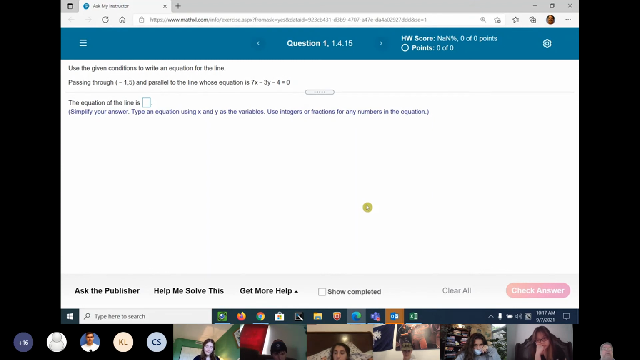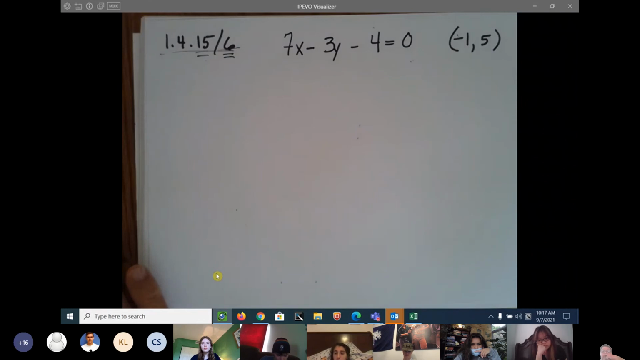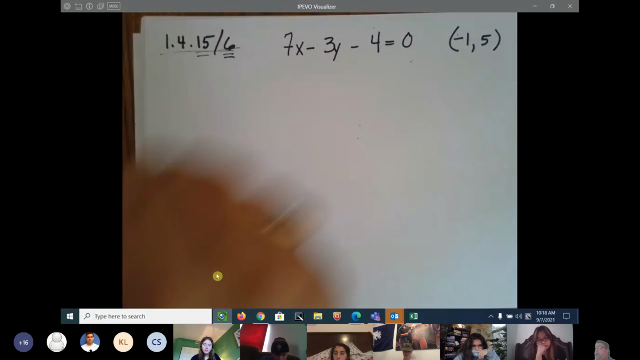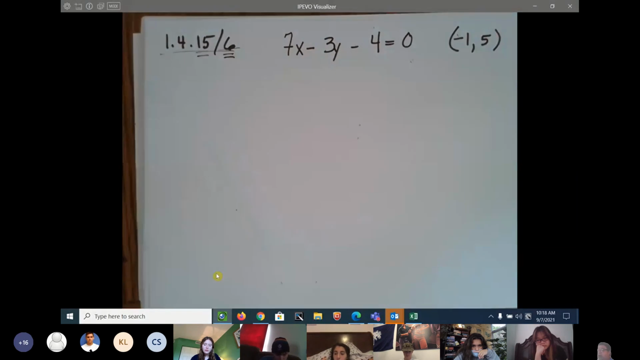15/6, here we go. It says, given the condition passing through point. Okay, we went over one of these in class. The function is 7x minus 3y minus 4 is equal to 0. And they give us a point, -1 and 5. Y'all remember when I did this, I set it up as perpendicular and parallel, so that way you'll know how to do both. So I'm going to set it up like that.